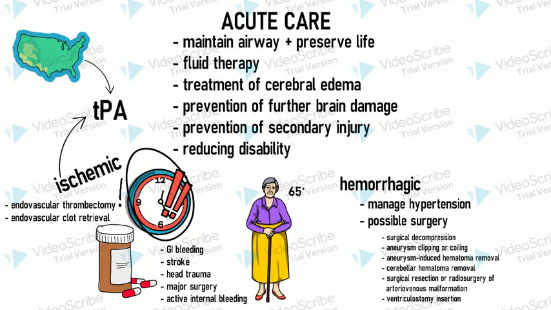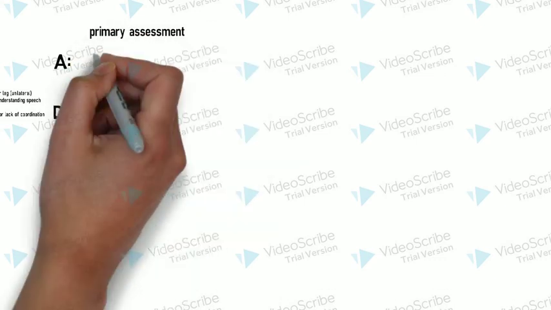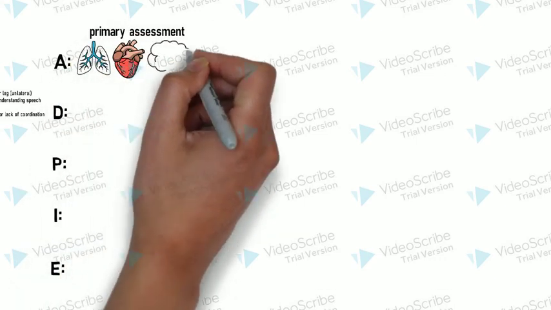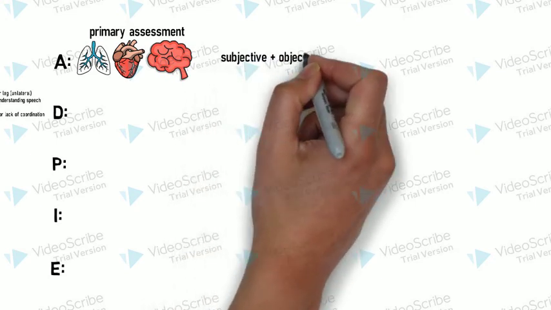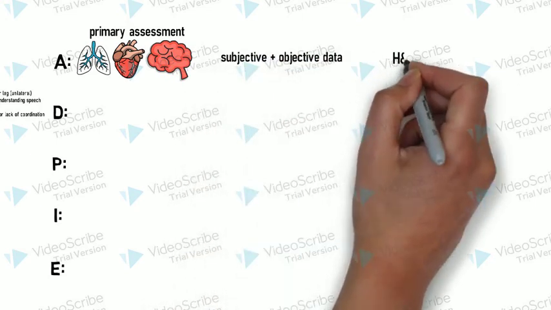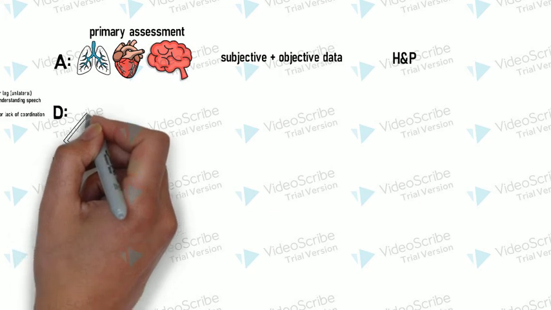So great, but what can we as nurses do for our stroke patients? So much, and it starts with what we've learned. ADPIE. We start with the primary assessment that focuses on the patient's respiratory, cardiac, and neurologic function. We also collect subjective and objective data, as well as a history and physical. We then diagnose, plan, implement, and evaluate the patient.